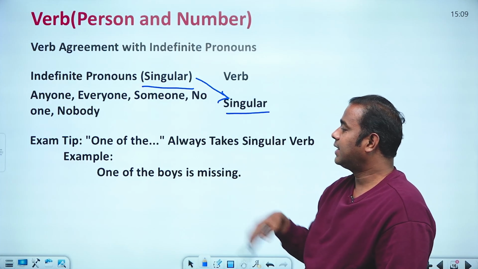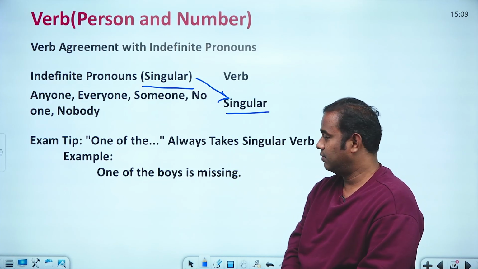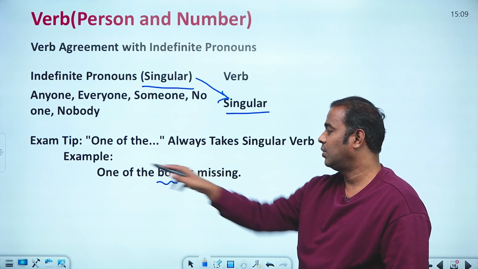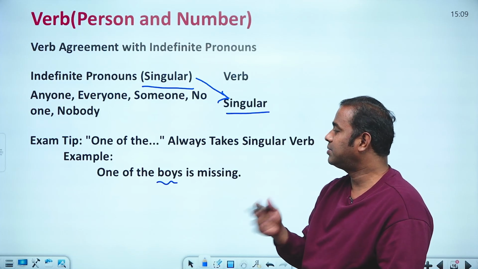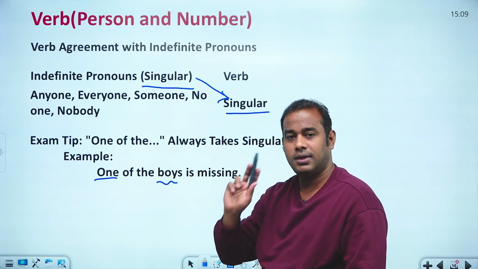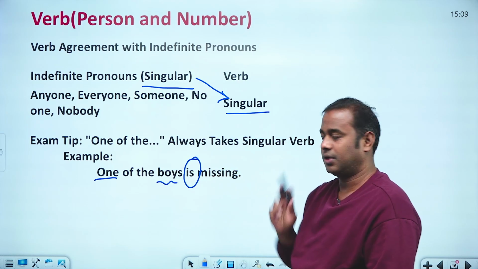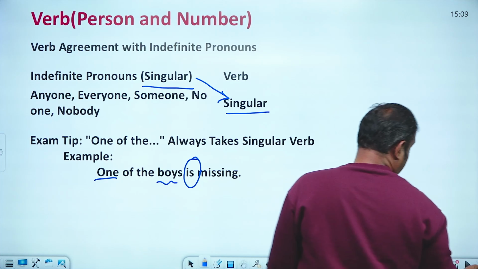Okay, so like one of the boys is missing. One of the boys is missing. So you are talking about all the boys, and from those boys, one person you are going to talk about. So this one is basically singular in number. That's why this becomes one of the boys is missing, like this.